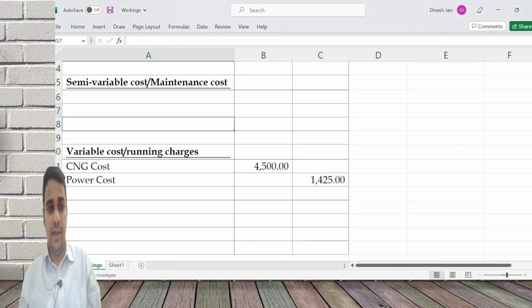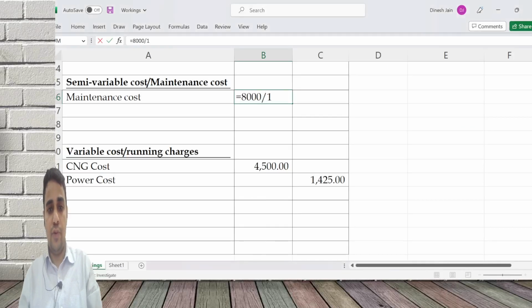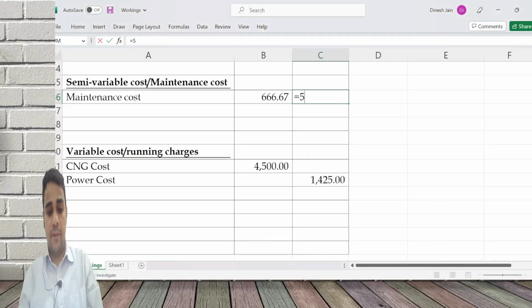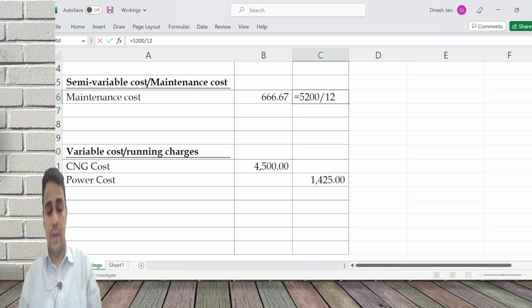Next, maintenance cost. 8000 by 12, and 5200 by 12. Monthly calculation. We are doing monthly calculation.